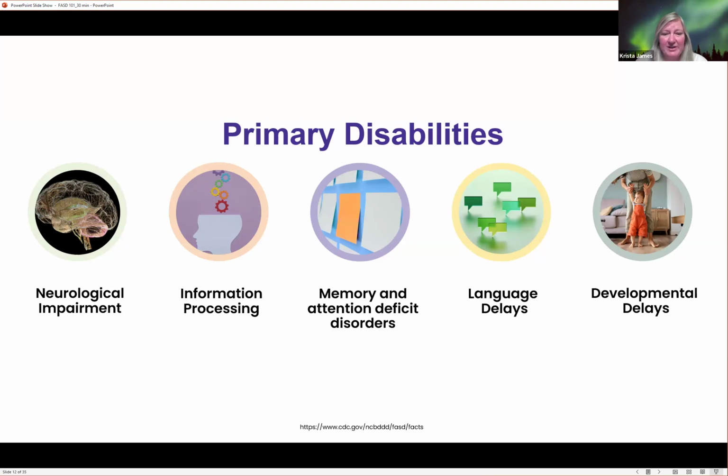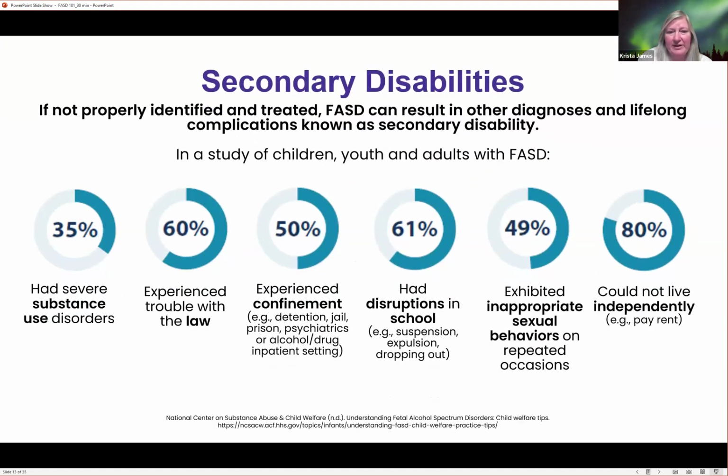The memory and attention deficit: they could have spotty or faulty memory or a limited attention span. They could also have language delays, which may result in limited vocabulary and comprehension, or problems with the clarity of their speech or having a speech impairment. And then developmental delays, which may be delayed walking, late talking, or problems with balance, coordination, and fine motor skills. And then those secondary disabilities, which we just said occur after birth, when there's a mismatch between the person and their environment.